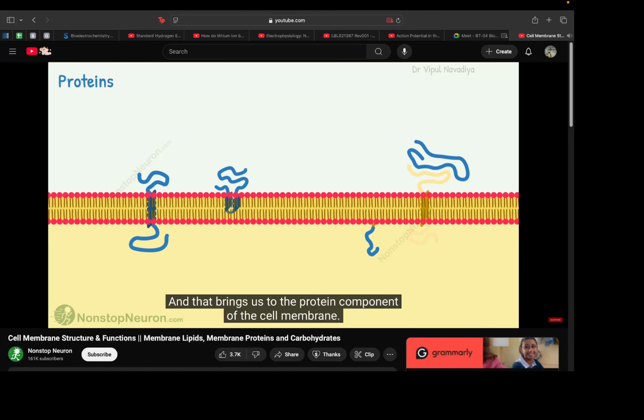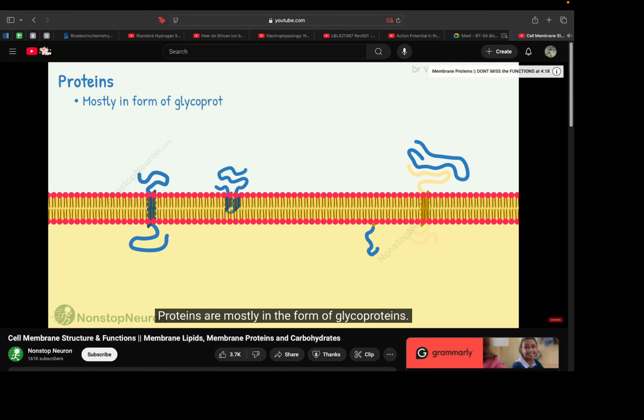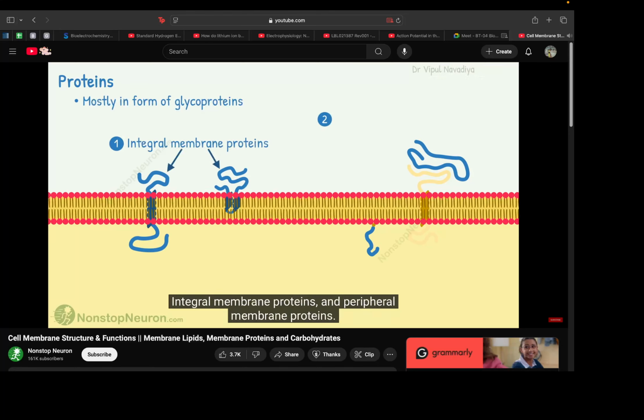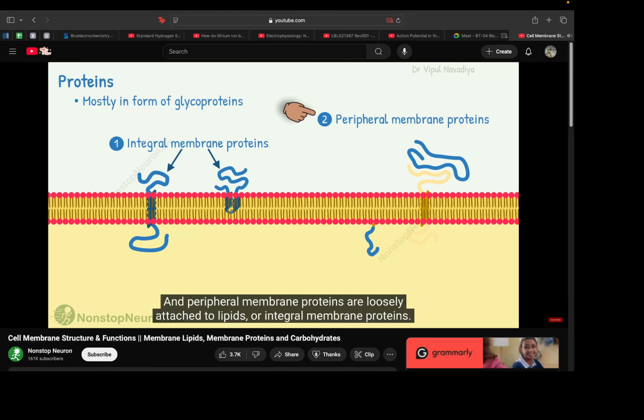And that brings us to the protein component of the cell membrane. Proteins are mostly in the form of glycoproteins. Broadly, they are categorized into two types: integral membrane proteins and peripheral membrane proteins. Integral membrane proteins are tightly integrated with the lipid bilayer. And peripheral membrane proteins are loosely attached to lipids, or integral membrane proteins.